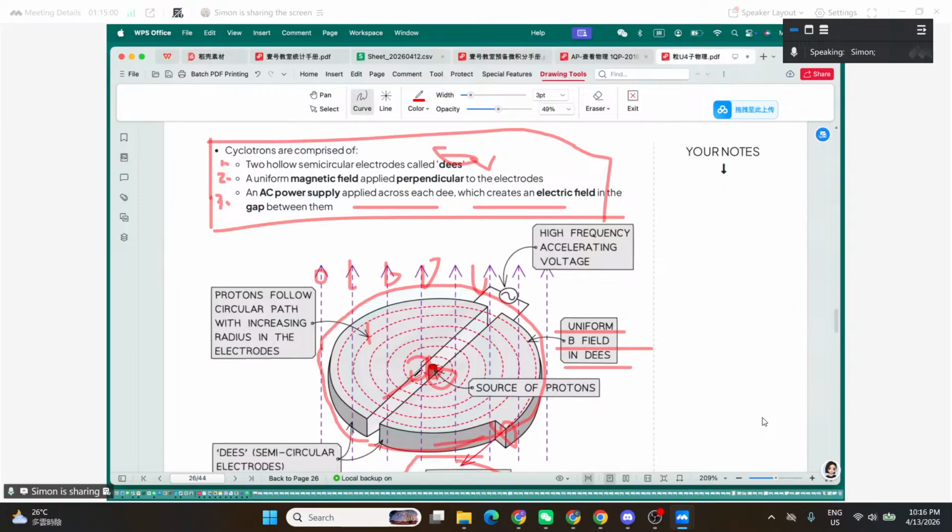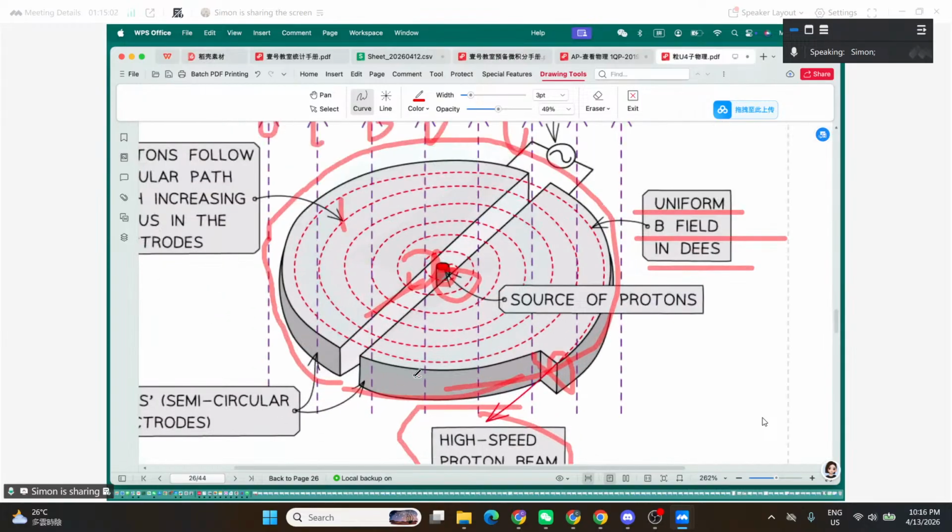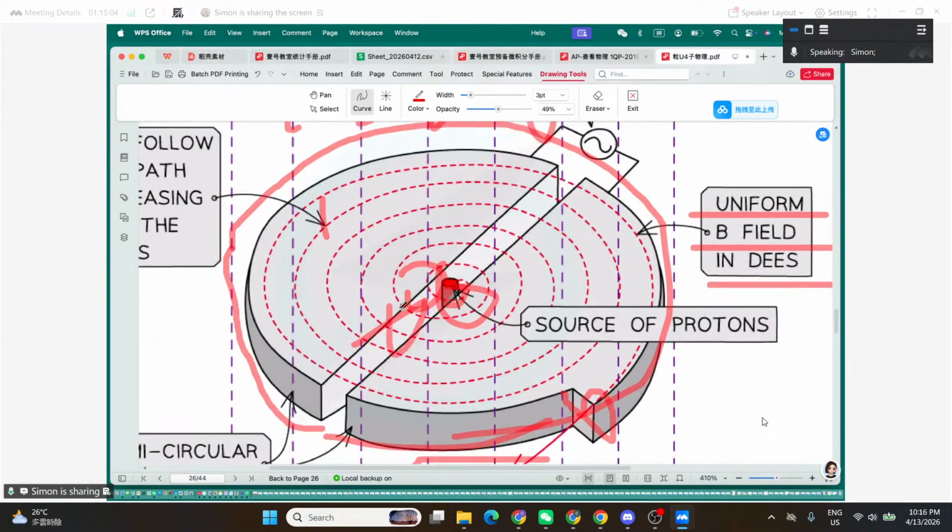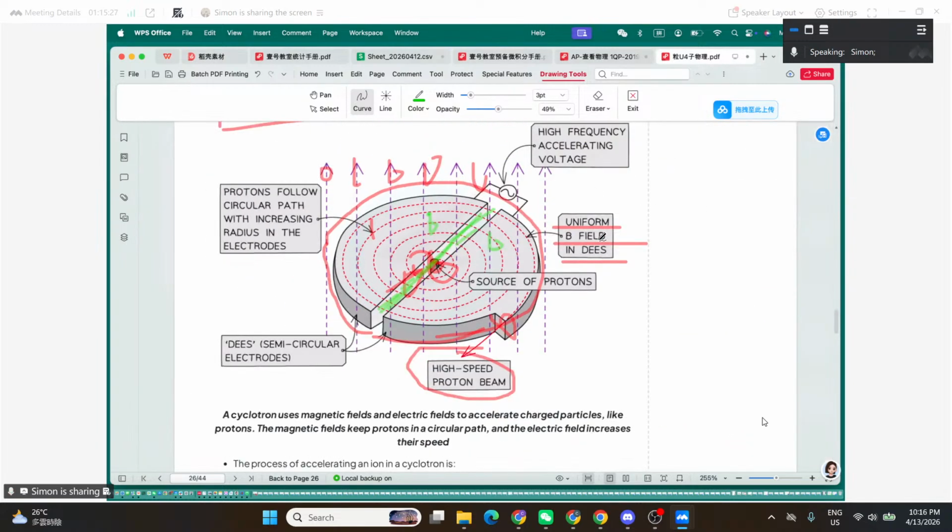So the charged particle is only accelerated in this region, and not accelerated in this part and this part. In these parts there is only deflection. Okay, understand now?